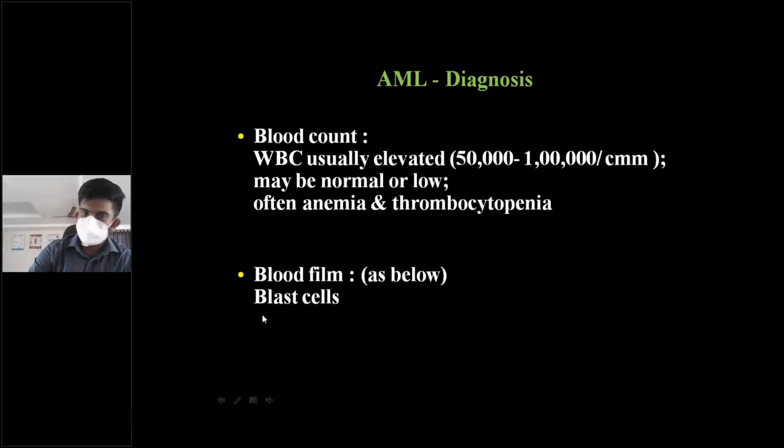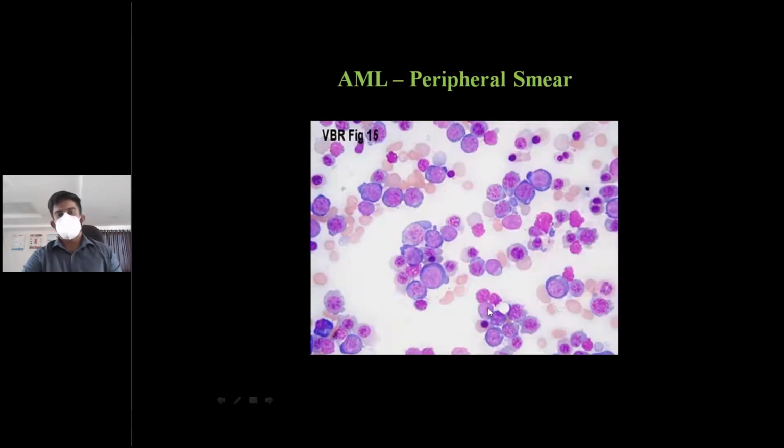The blood film will show blast cells. These are the big blast cells that can be seen. These are the precursors of lymphocytes. So you can see these blast cells here. These are the precursors of myeloid cells. So these are myeloid stem cells that can be seen proliferating here, undifferentiated here.